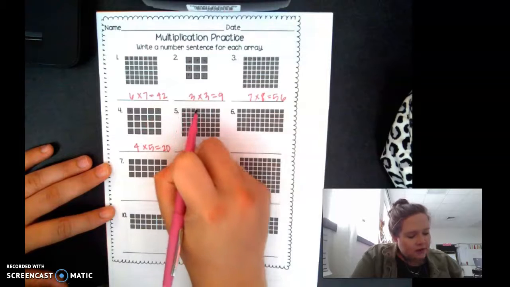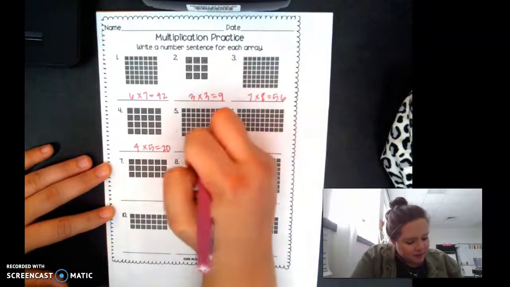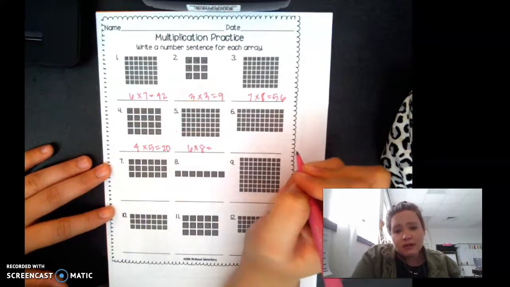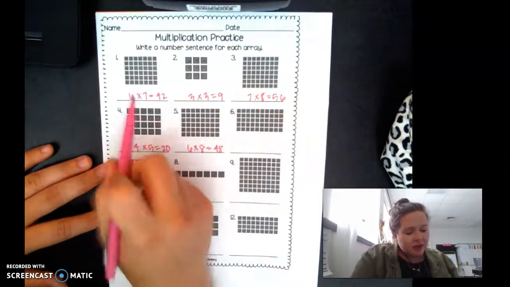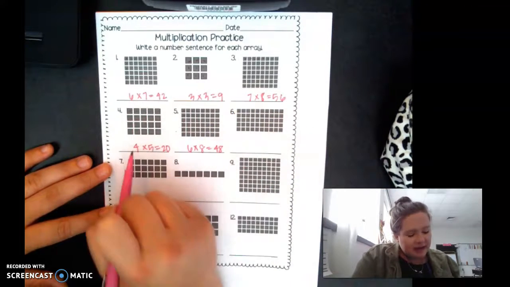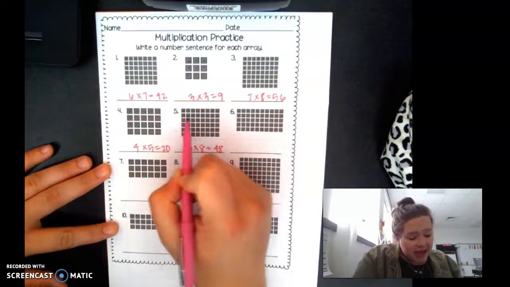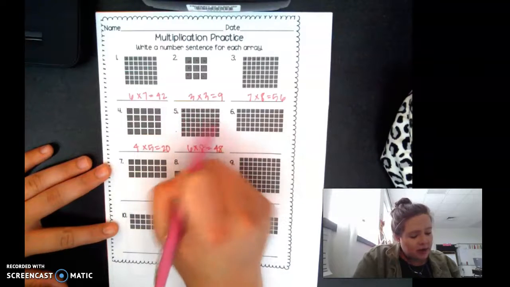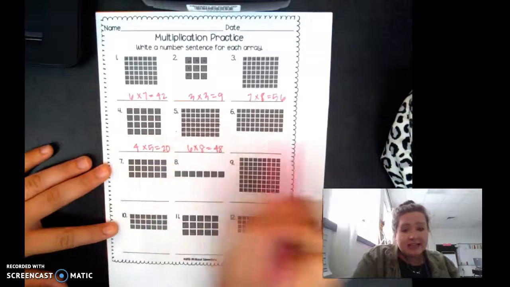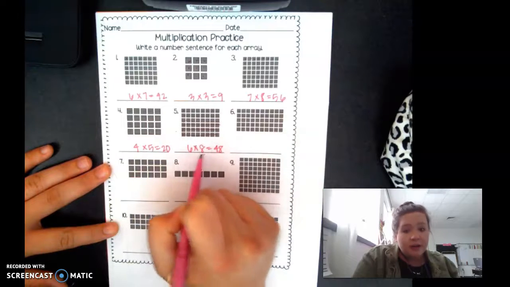1, 2, 3, 4, 5, 6. 1, 2, 3, 4, 5, 6, 7, 8. 6 times 8 equals 48. And I'm doing 6 times 7, 3 times 3, 7 times 8, 4 times 5, 6 times 8, because I have 6 rows, meaning 1, 2, 3, 4, 5, 6. And in each one of those rows, there's 8.